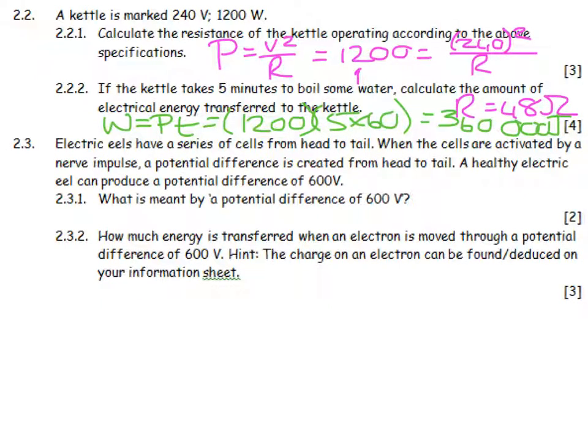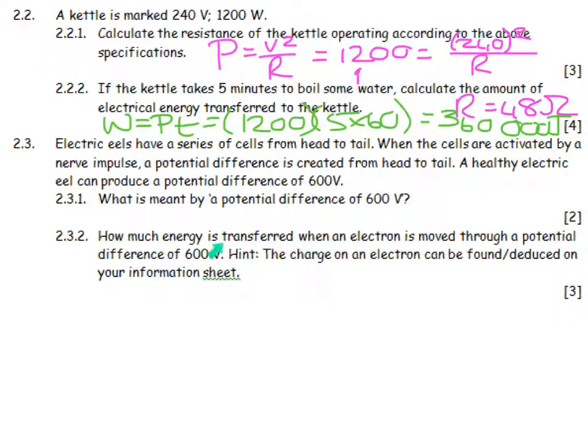Electric eels have got cells from their head to their tail. When the cells are activated by a nerve impulse, you get a potential difference. The potential difference is about 600 volts. What is meant by a potential difference of 600 volts? It means that 600 joules of energy is transferred to each coulomb of charge. They're just checking that you understand what a volt is.